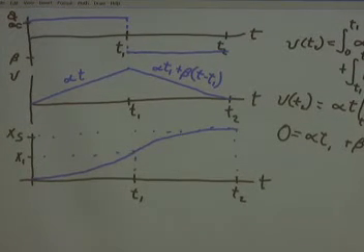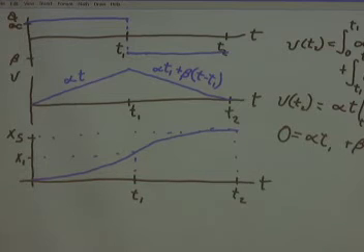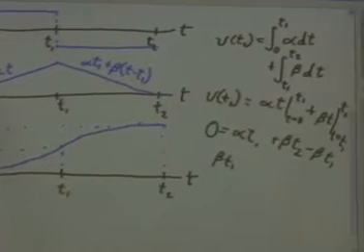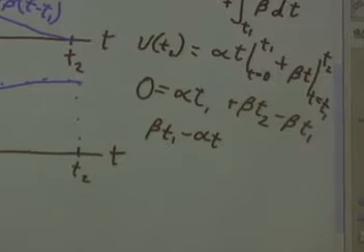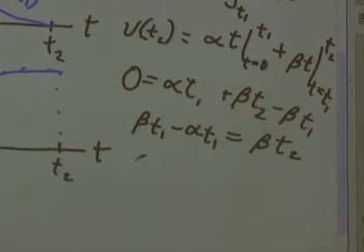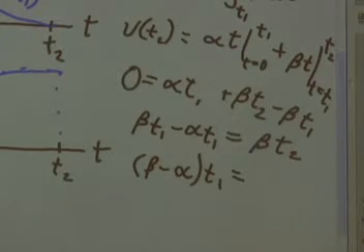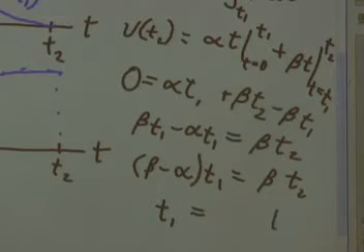So if I move the two t1 terms to the left, I'll have beta t1 minus alpha t1 equals beta t2. And then grouping those together, beta minus alpha times t1 equals beta t2. And I find that t1 can be expressed in terms of t2 by using this fraction, beta over beta minus alpha.